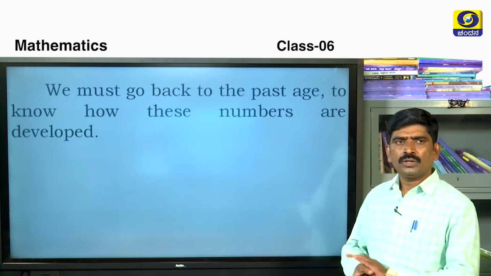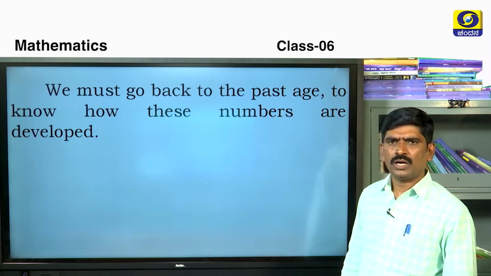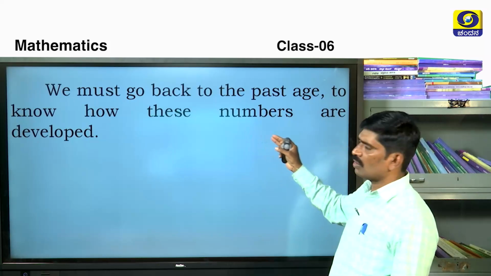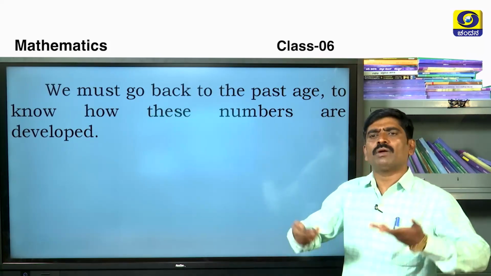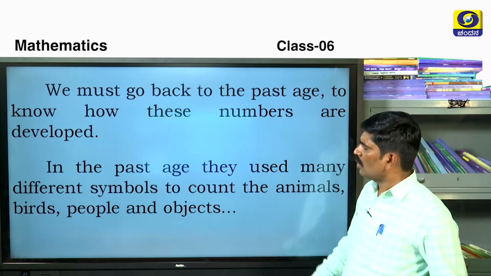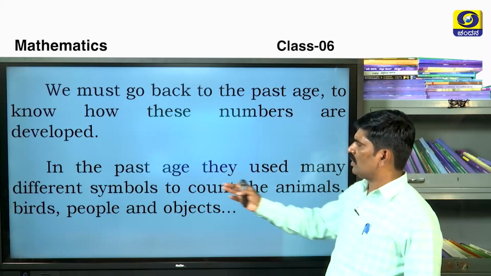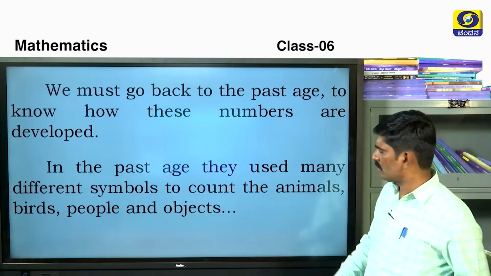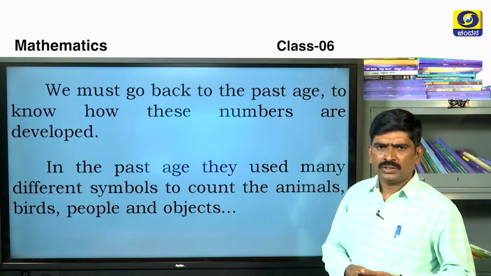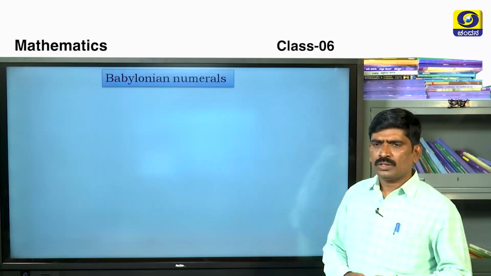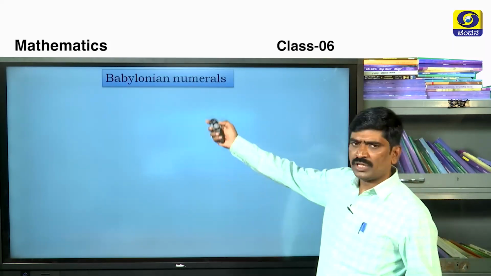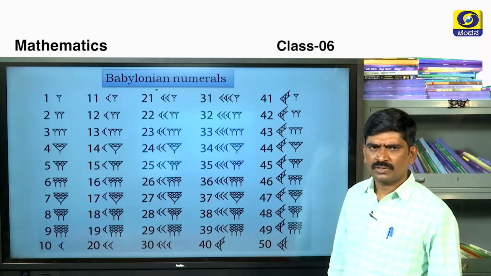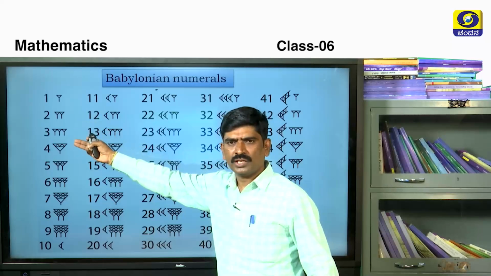We must go back to the past age to know how these numbers developed. In the past age, they used many different symbols to count animals, birds, people, men or women, and objects also. For example, the Babylonian number system. See how they used symbols for 1, 2, 3, etc.